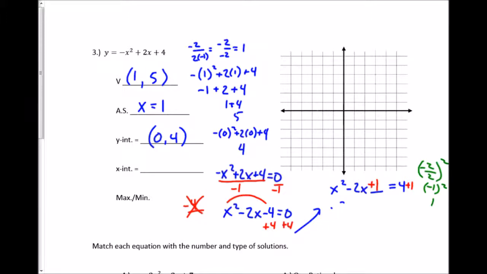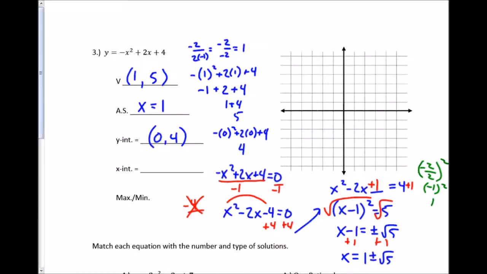Sorry, I'm going to factor this. That's going to give me an x minus 1 squared equals 5. And now from here, I take the square root of each side. So I find out that the x minus 1 equals plus or minus the square root of 5. And then I add the 1. So my exact solutions for this one are going to be x equals 1 plus or minus the square root of 5, which literally means 1 plus the square root of 5 and then 1 minus the square root of 5.